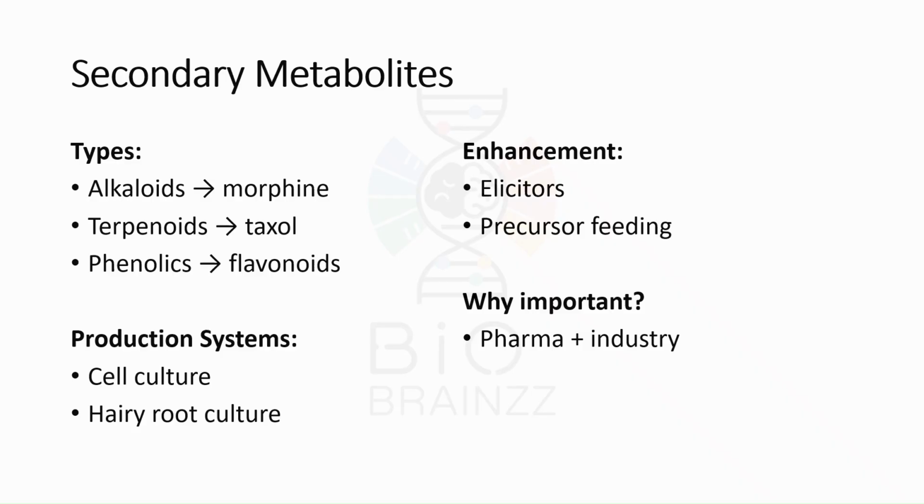They can be produced using plant tissue culture, suspension culture, or hairy root culture. Their production can be increased using elicitors and precursor feeding method.